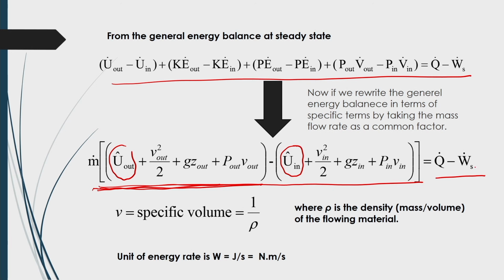Here in this case, flow energy has two components. One component goes to this side, so that is why we can write this in terms of specific terms.